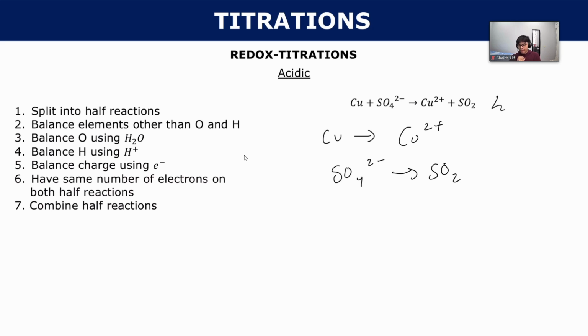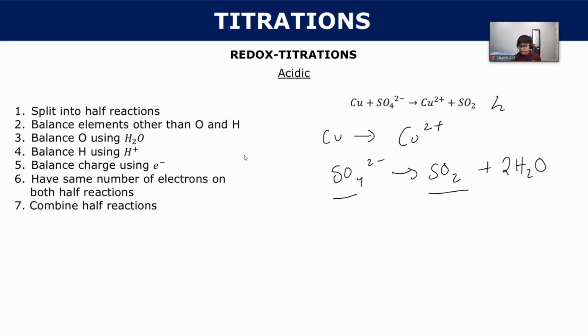So our next step is to balance elements other than oxygen and hydrogen. Well, in the first one, the coppers are balanced. There's only one copper, everything's balanced. And in the second one, sulfur is also balanced. So we're already done with step 2. So step 3, balance oxygen using H2O. In the first one, we don't even have any oxygen, so we don't need to worry about that. But in the second reaction, we realize that the left side has 2 more oxygens than the right side. And so we can balance that using waters. So we're going to need 2 H2Os to balance out the oxygens, and now the oxygens are balanced.